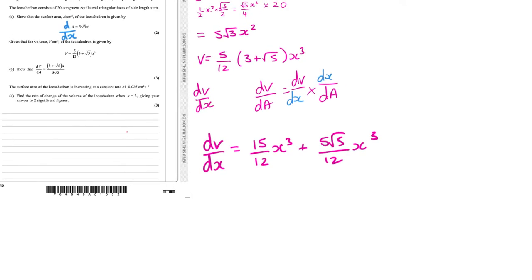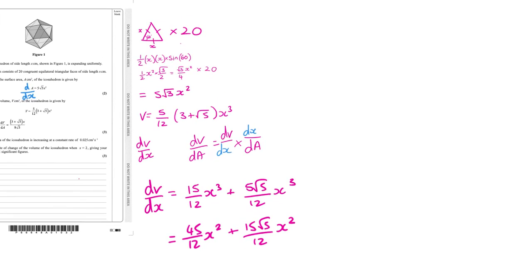So then if I bring the power down, differentiate. Multiply by 3. What's 15 times 3? 45 over 12x squared plus 15 root 5 over 12x squared. Okay, so here's my differential of v. Now I need to differentiate A.